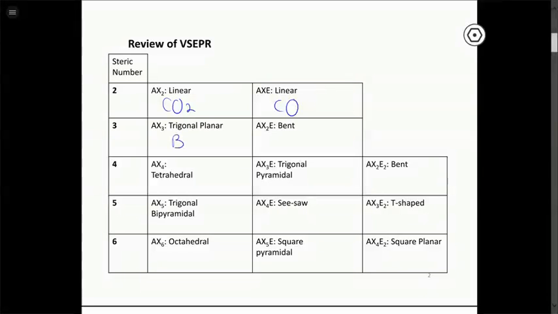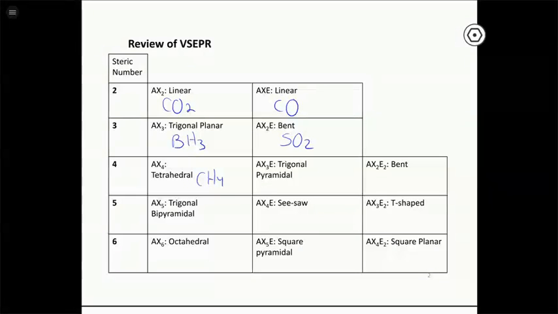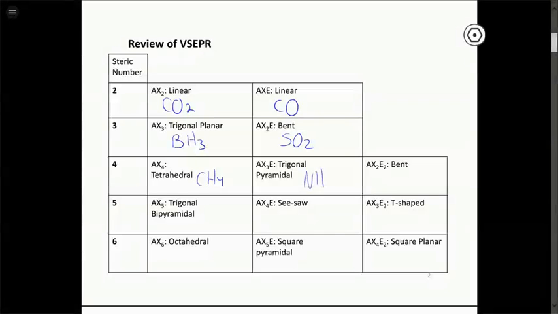This would be something like BH3. AX2E, what would that be? I guess SO2 would be an AX2E. AX4 is very common, especially for molecules that contain carbon, so something like CH4 would be AX4. AX3E is another common one. We saw that last time with NH3 and also PCl3. AX2E2, perhaps the best known example of this, is H2O.